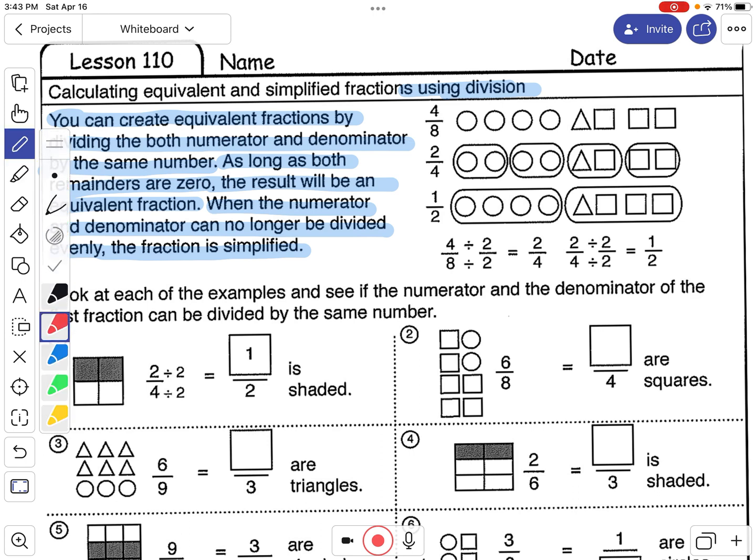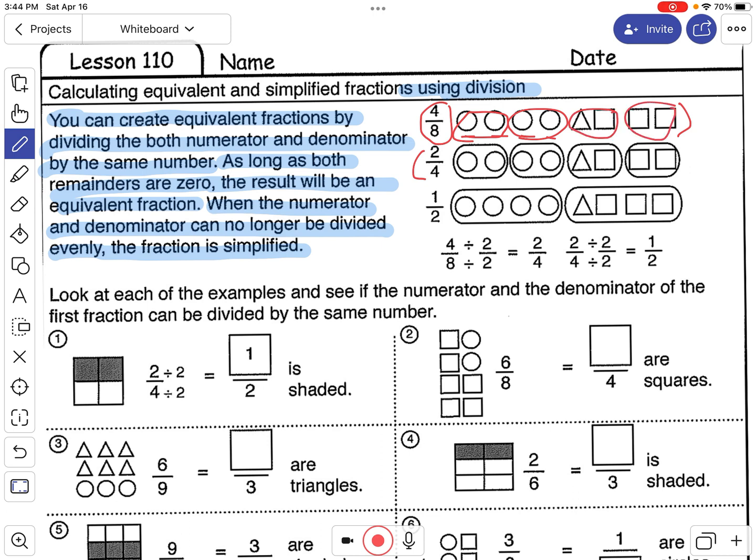Let's take a look at an example here. 4/8. You see we've got 1, 2, 3, 4. 4/8 are circles out of the total 8. Well, I can change that into 2/4. How would I do that? I'm going to divide all of this by 2. I'm going to put that into groups of 2. Here's a group, here's a group, here's a group, and here's a group. See, I'm putting it into groups of 2. So now what I have is 2 that are circles, 2 out of 4 total, 2 out of 4, and that's shown right here.